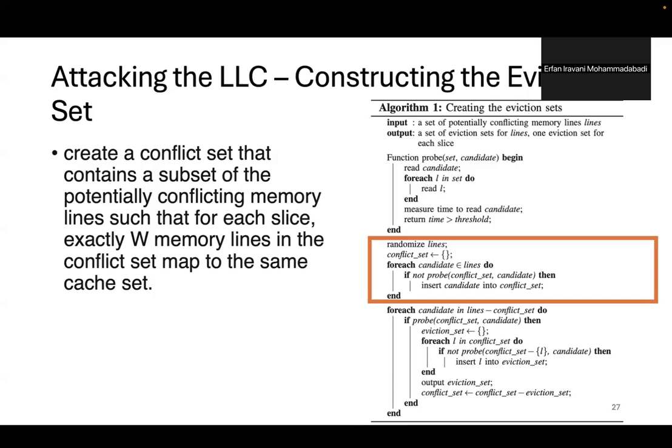The algorithm first starts by randomizing memory lines and initializing an empty conflict set. Then for each candidate line, it checks if it conflicts with the existing conflict set by using the probe function. If the access time exceeds a certain threshold, the candidate is added to the conflict set. And this process continues until exactly W lines are found that map to the same cache set.